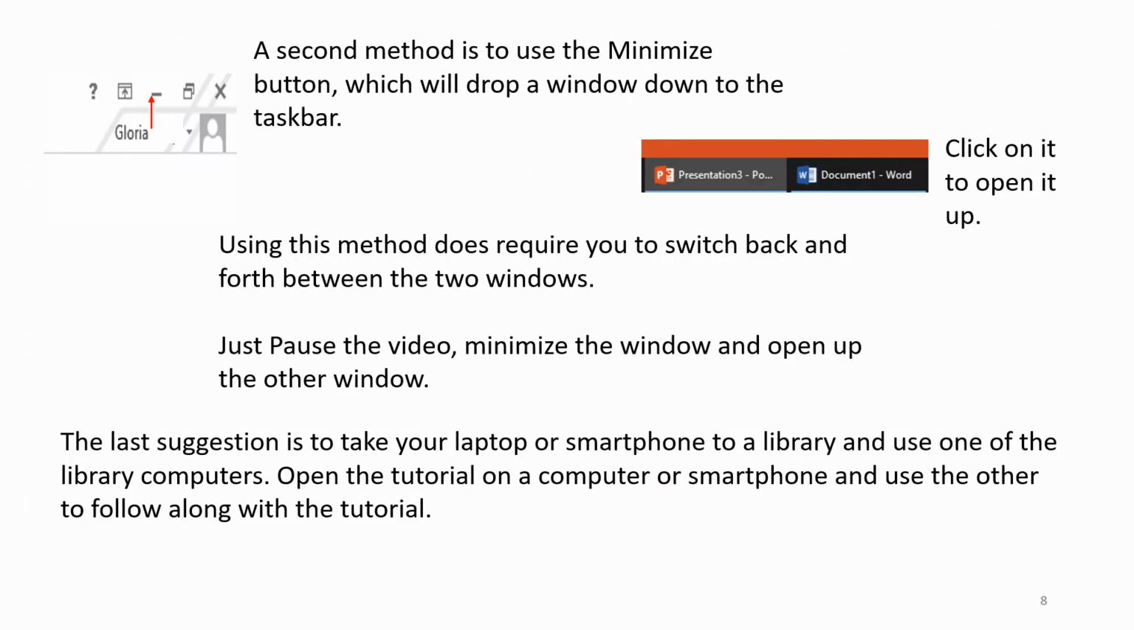A second method is to use the Minimize button, which will drop a window down to the taskbar. Click on it to open it up. Using this method does require you to switch back and forth between the two windows. Just pause the video, minimize the window, and open up the other window. The last suggestion is to take your laptop or smartphone to a library and use one of the library computers. Open the tutorial on one computer or smartphone and use the other to follow along with the tutorial.